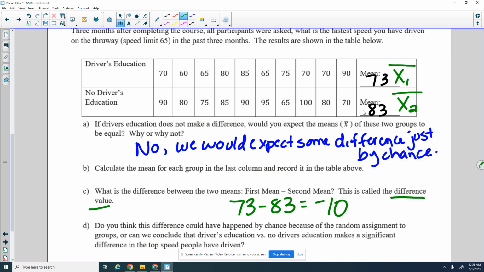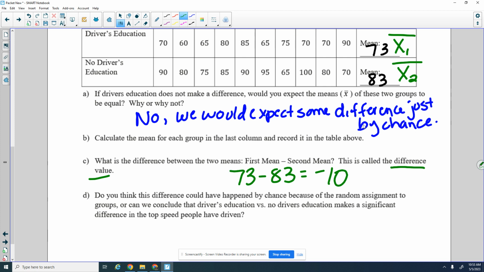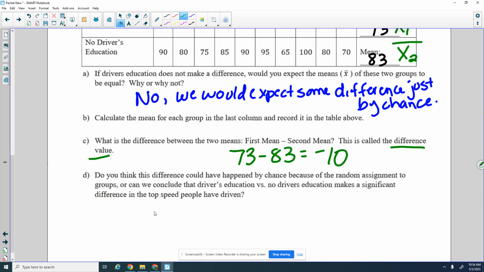So a question that we're going to be exploring is, do you think this difference could have happened by chance because of the random assignment to groups? Or can we conclude that driver's education versus no driver's education makes a significant difference in the top speed people have driven? So is negative 10 a difference that happens often by random chance? Or do you think it's a big enough difference that we can say, yeah, probably not by chance, that is a real difference? And that's the question. You can have an opinion on it. You can write something down, but that's the question we're going to be answering.